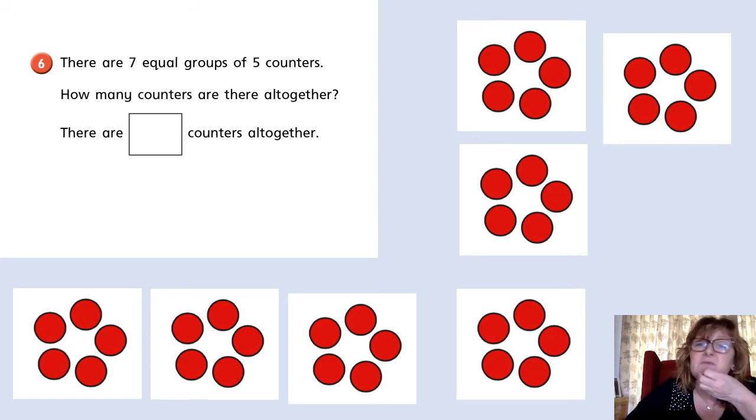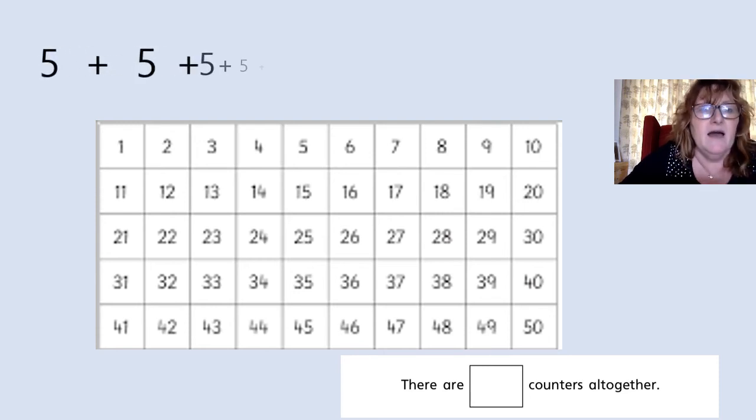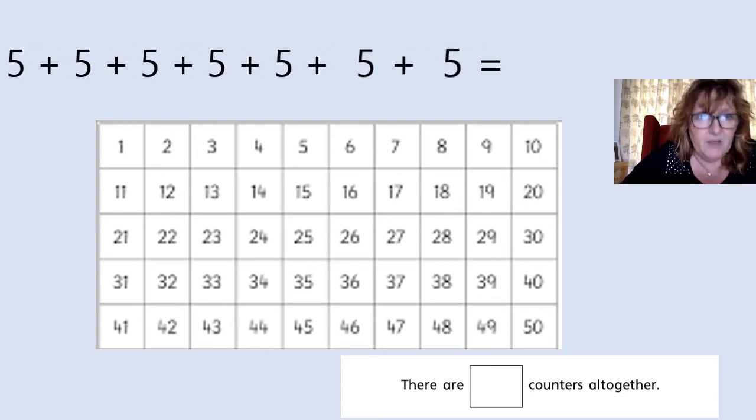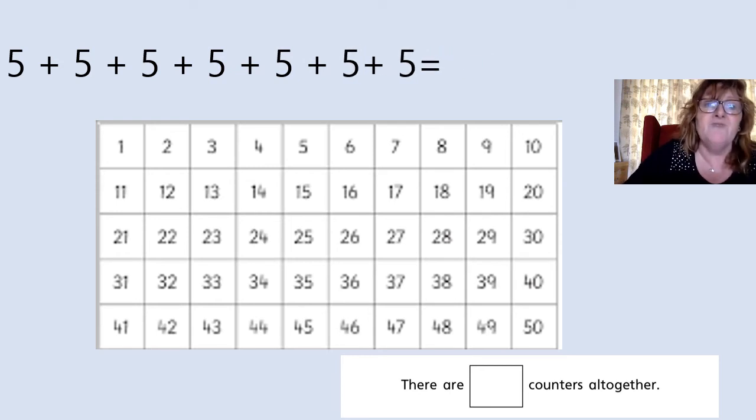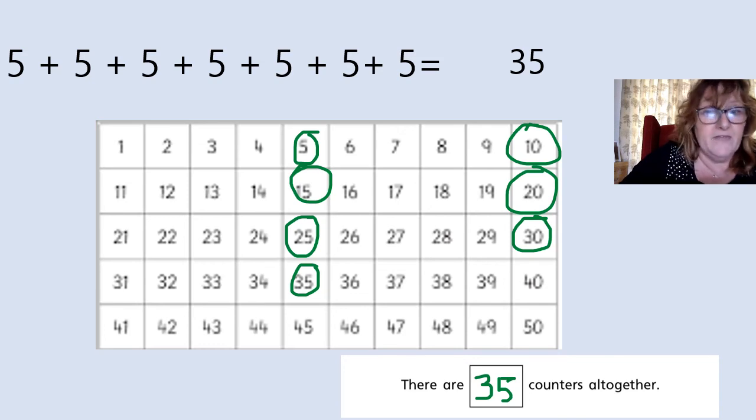Oh, I don't know whether I can count in 5 7 times. I'm going to use a 100 square to help me. I need to do what my repeated addition equation looks like. 5, add 5, add 5, add 5, add 5, add 5, add 5, because it's 7 groups of 5 and they were equal groups. So that's going to be 7 jumps on my 100 square. Okay, 5, 10, 15, 20, 25, 30, 35. There are 35 counters altogether.